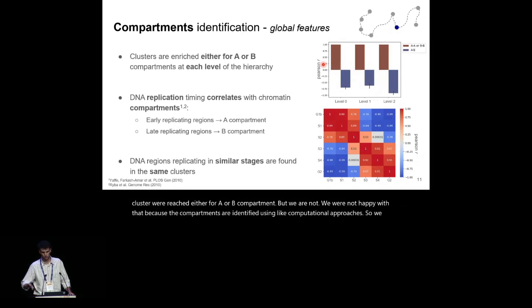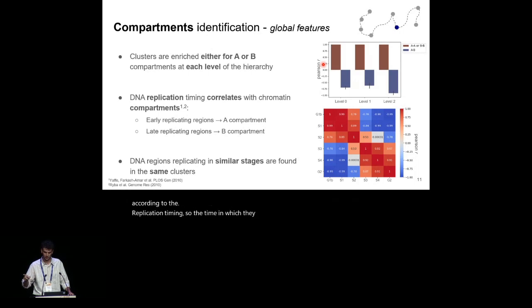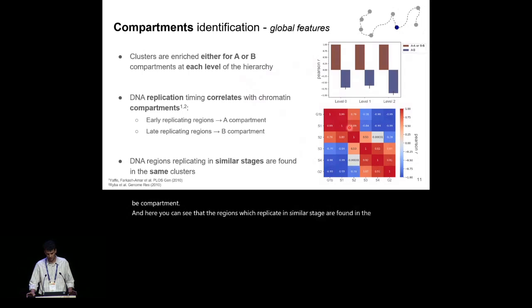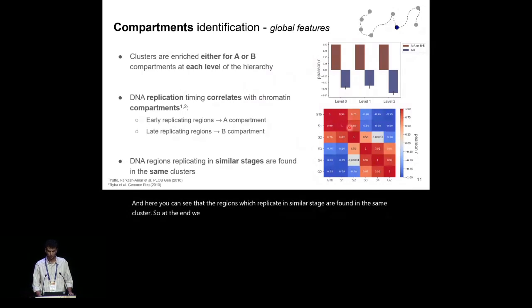So we decided to also use an orthogonal dataset, in particular Repli-seq, which classifies chromatin regions according to their replication timing, so the time in which they are replicated during the cell cycle. Usually, early replicating regions are associated with A compartments and late replicating regions with B compartments. And here you can see that the regions which replicate in a similar stage are found in the same cluster. So at the end, we were at least confident that our results more or less captured the biological signals.